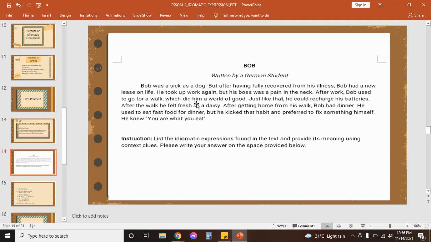I think it's a world of good. Very good. It's a world of good. What do you think is the meaning of a world of good? I think it's good for his health. Yes, very good. A world of good means it makes you feel very happy or healthy.